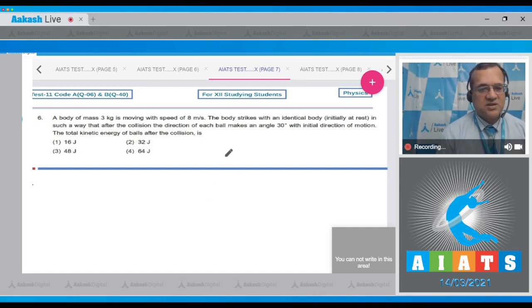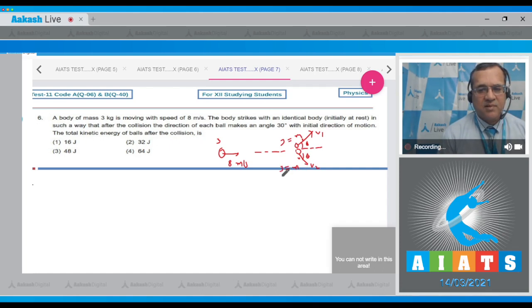Now, see what is given: this is the body with mass of 3 kg, and this body is moving with the speed of 8 meter per second. And the second body was at rest, and after this these two bodies are moving with velocities say v1 and v2, each at an angle of theta, and both bodies have equal masses of m each, which is equal to 3 kg.